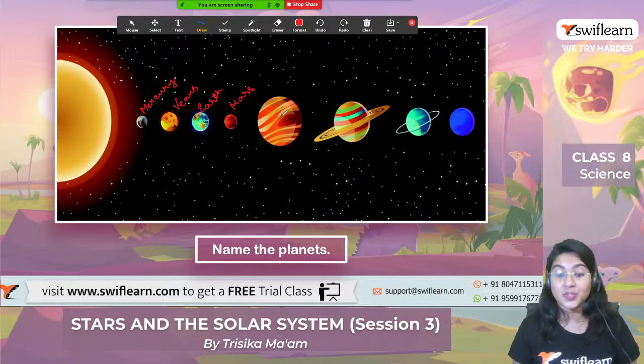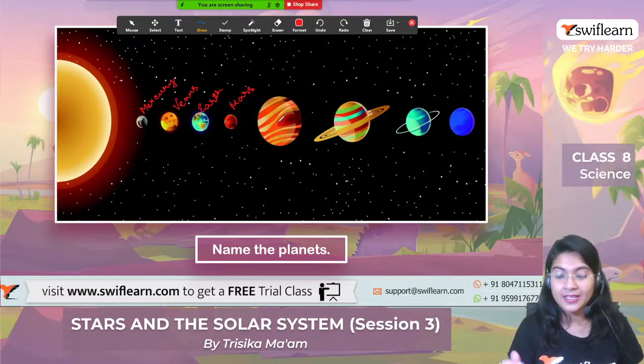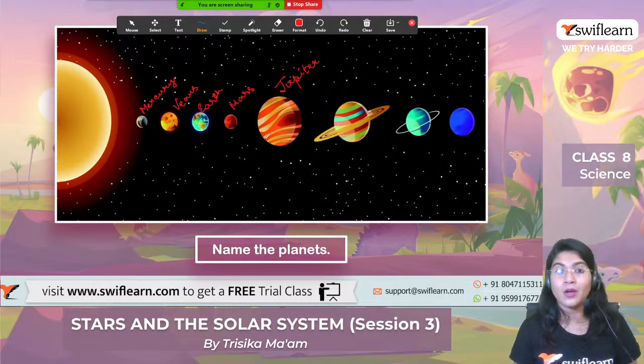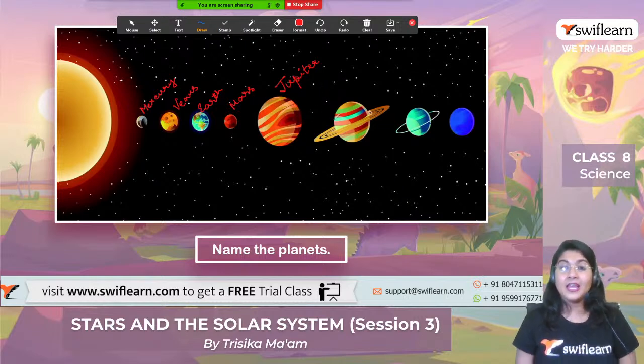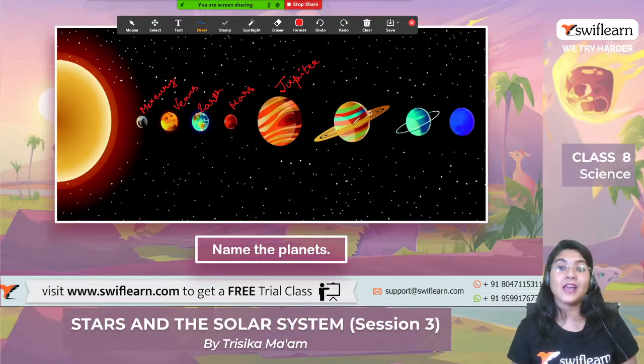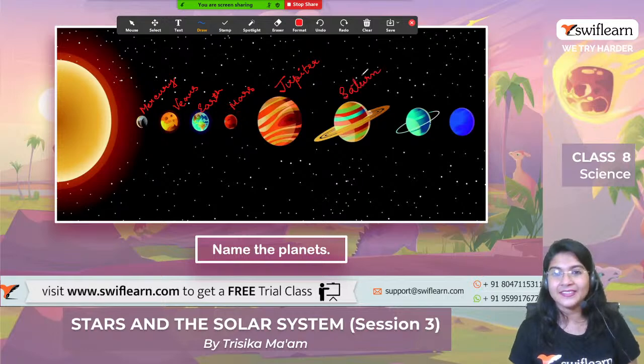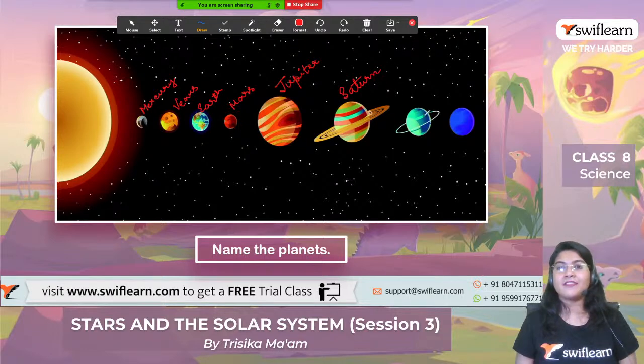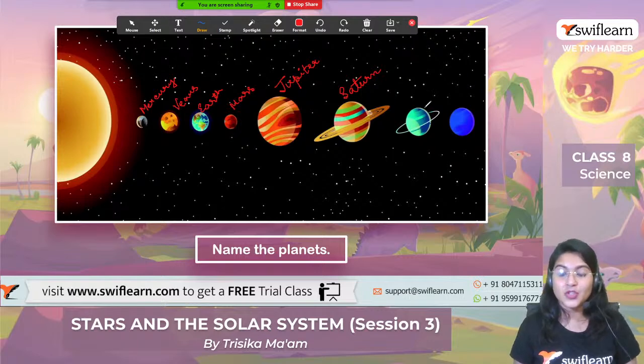The largest planet in the solar system. Who will tell me? This one? Yes, the Jupiter. And a very faint ring is there around the Jupiter. Now coming to the beautiful planet having a very nice ring. What is this called, just after the Jupiter? It is the Saturn. Now just after the Saturn, what is the planet which is present over here?